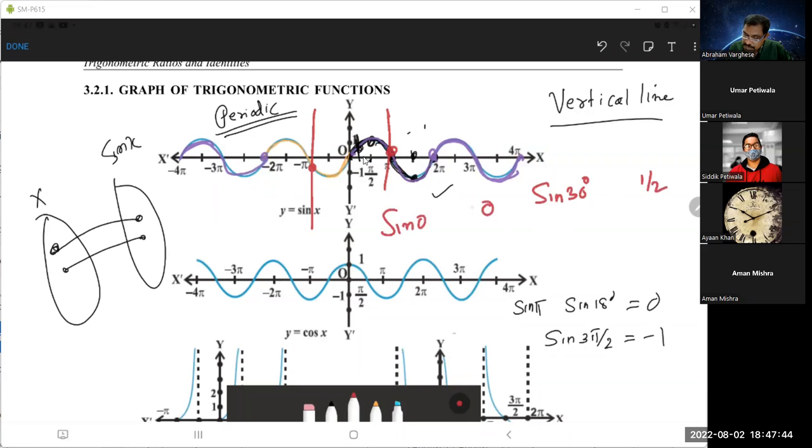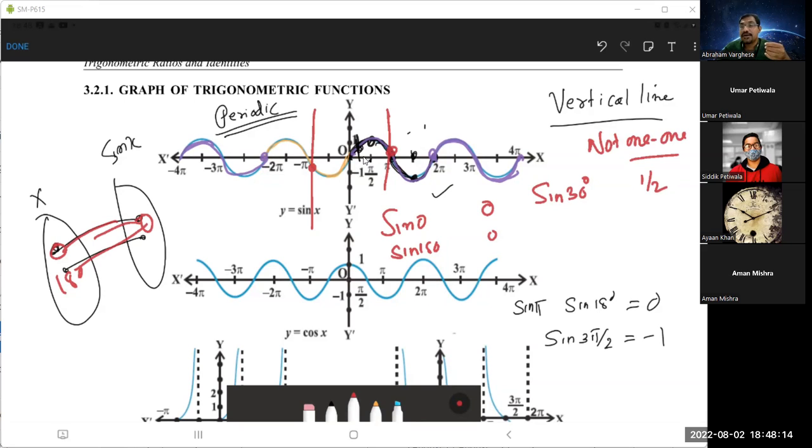A simple example is sin 0, which is 0. Sin 180 is also 0. That means if I give 0 here and 180 here, both will give the same value. Therefore, it is not one-to-one. One-to-one means different x should have different images. Is it clear? Okay.